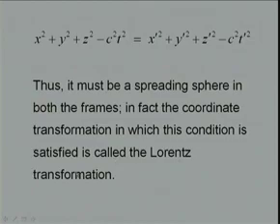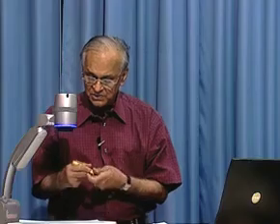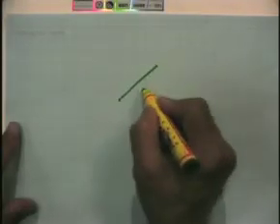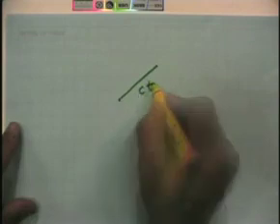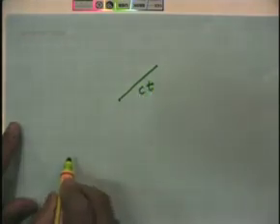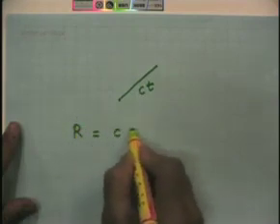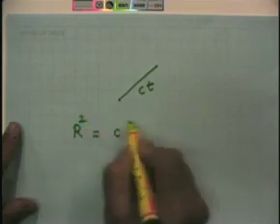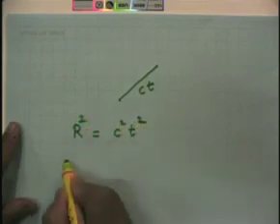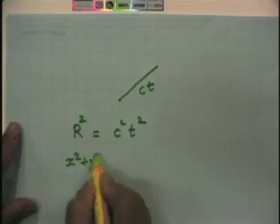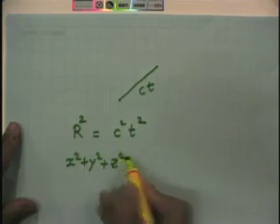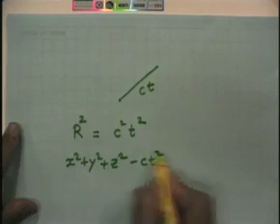So, let me mention that if I have a disturbance which emanates from the point O, then the wave will move through a distance c t in time t. So, the radius of the sphere will be r is equal to c t. So, r square is equal to c square t square. So, x square plus y square plus z square minus c square t square is equal to 0.